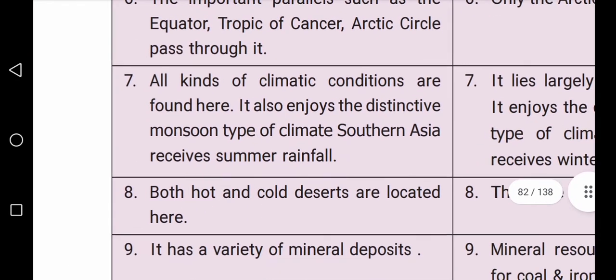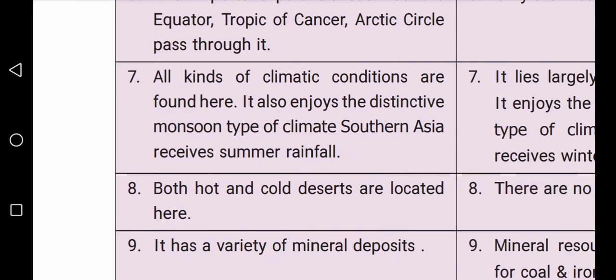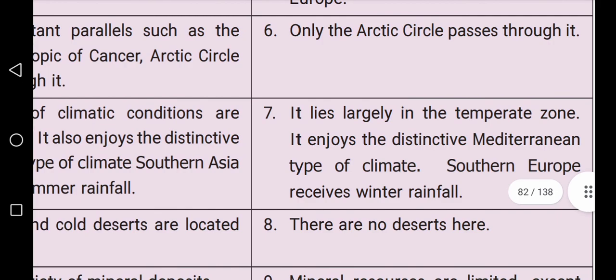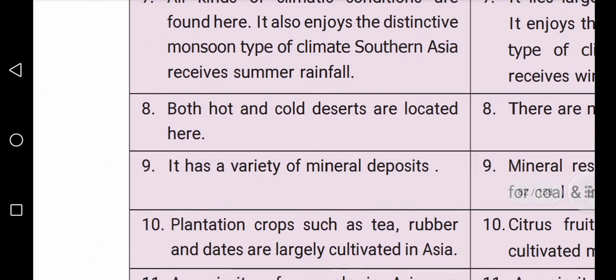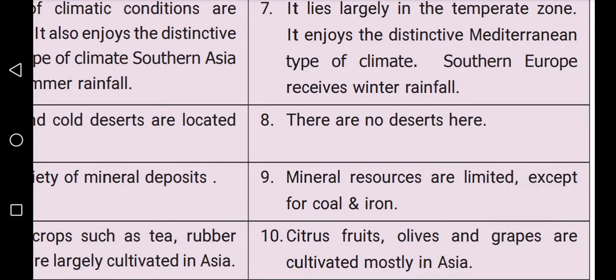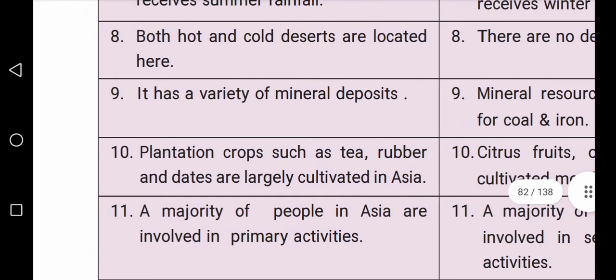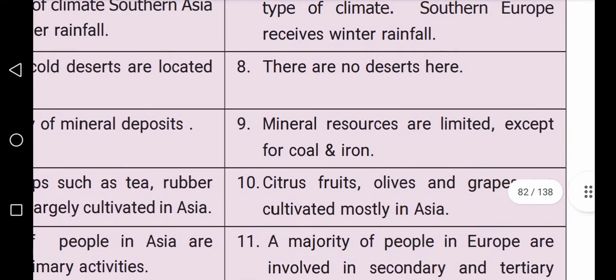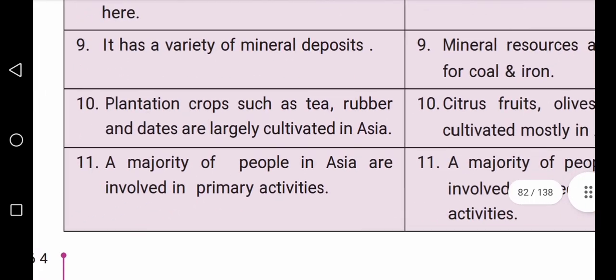Next one, both hot and cold deserts are located in Asia. There are no deserts in Europe. Asia has a variety of mineral deposits. In Europe, mineral resources are limited except for coal and iron. Tenth one, plantation crops such as tea, rubber and dates are largely cultivated in Asia. In Europe, citrus fruits, olives and grapes are cultivated.